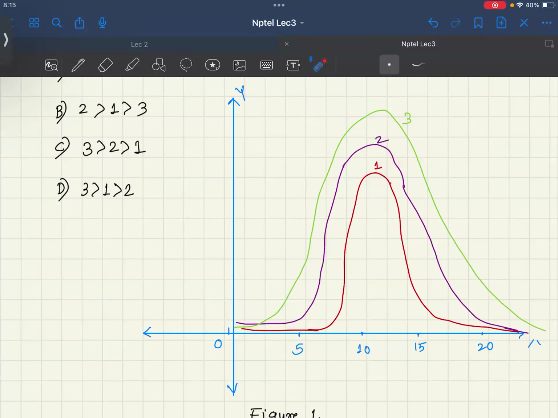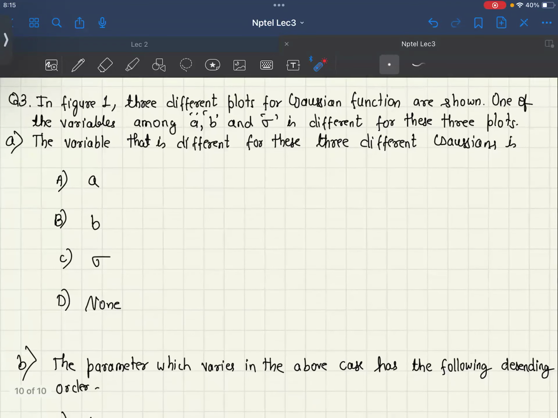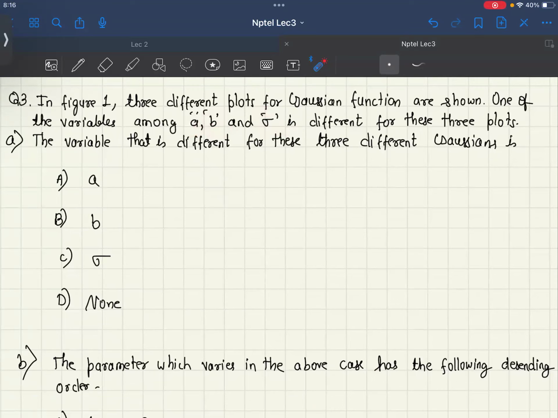These are all Gaussian functions. Now let us assume that the mathematical expression for this Gaussian function is some function, let's say f of x, and that f of x is obviously going to depend on some parameters, right? So although all these three curves are Gaussian and they have the same functional form, the parameters present inside of this function are going to determine which of these is which. So it's all about the parameters. Okay. These are the parameters: the a, the b, and the sigma.